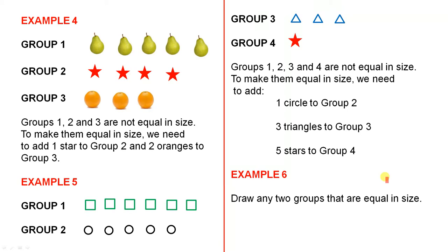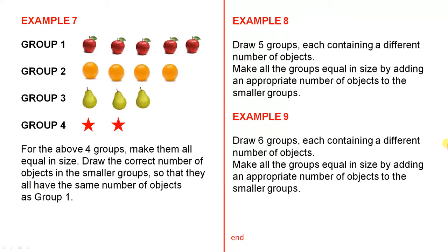An exercise that could be given to students: draw any two groups that are equal in size. Another exercise that could be given: for the above four groups, make them all equal in size. Draw the correct number of objects in the smaller groups so that they all have the same number of objects as group 1. And students can be guided along with this exercise so they know exactly what they have to do.